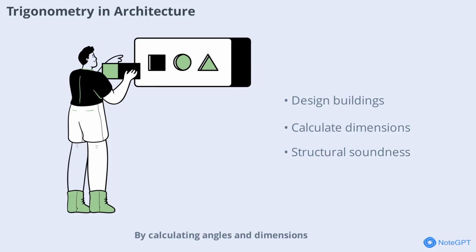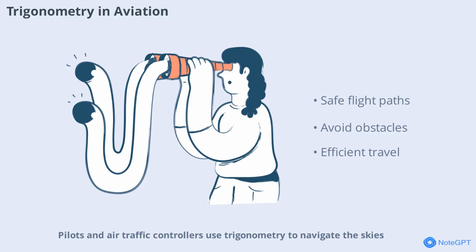By calculating angles and dimensions, they ensure that their designs are both beautiful and structurally sound. Pilots and air traffic controllers use trigonometry to navigate the skies. By measuring angles and distances, they can plot safe flight paths and avoid obstacles, ensuring safe and efficient travel.